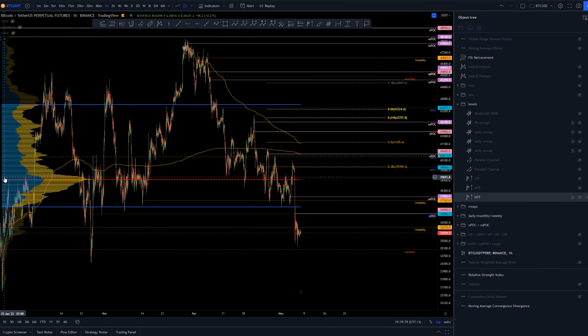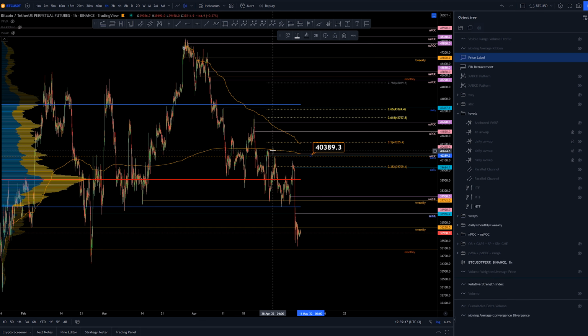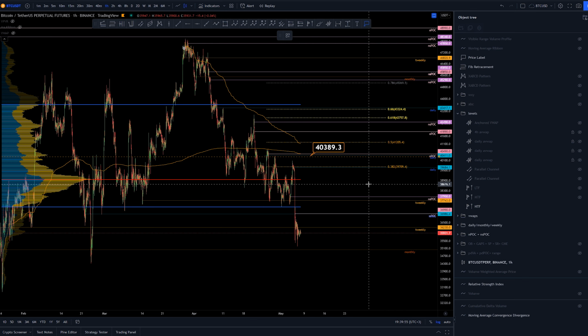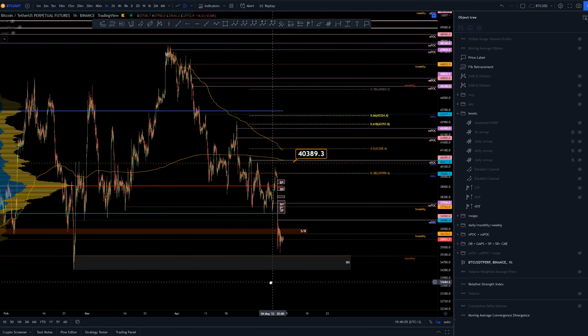Now what do we see? We have a point of control around 39k. It doesn't have too much confluence on it. Better structure would be here. We got a VWAP, naked point of control, and a naked daily at around 40,389. Range value area low is right around these lows here. Let's put up these as well.